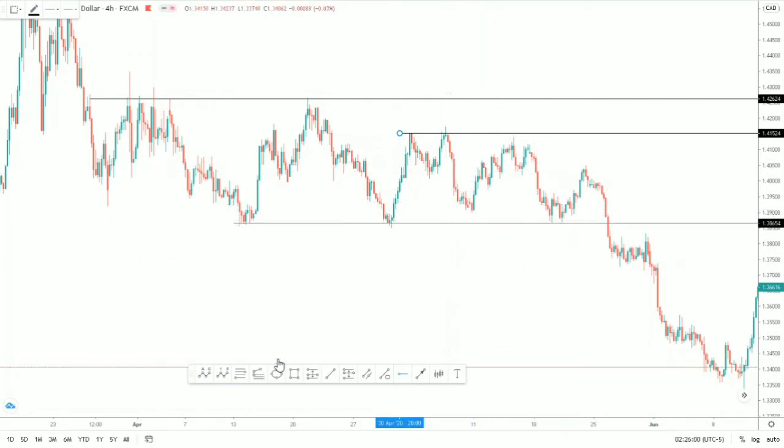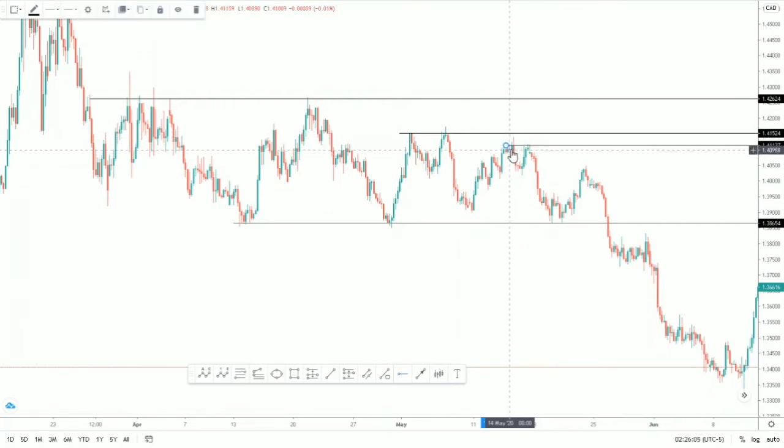So we see price come all the way to this. It didn't quite hit this resistance level, it made a new one. And what price does in the past, it will try again in the future. Rejection again, came down to this major support level.